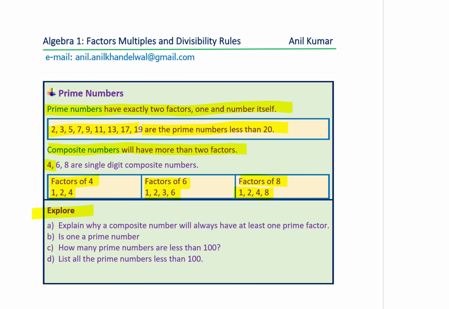So here what we need to explore is: explain why a composite number will always have at least one prime factor. A composite number will have at least one prime factor. So this is important. What do you think? A composite number, let's see. We have 4, a composite number. 2 is a prime factor. For 6, 2 is there. For 8, 2 was there. If I take number 9, then 3 is there, correct? Yeah, 3 is there. So yes, it makes sense.